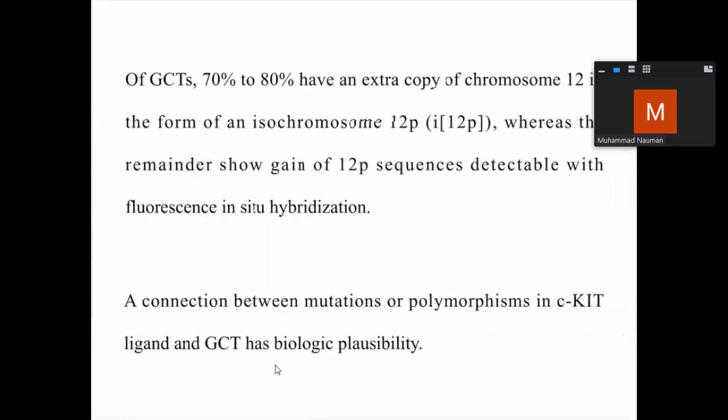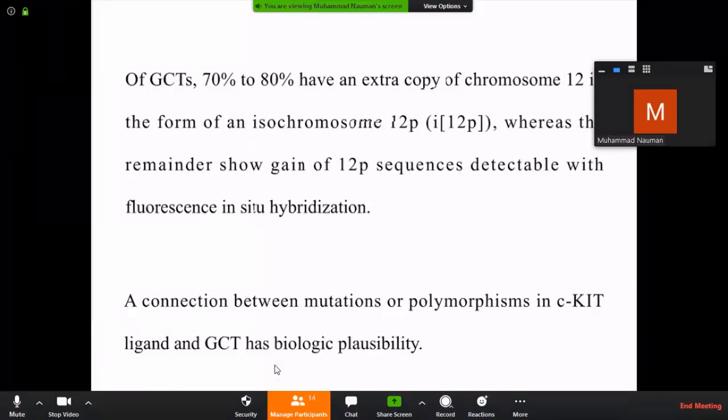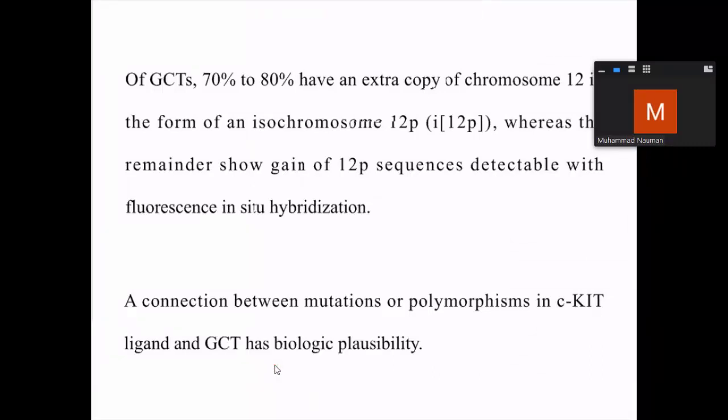Of germ cell tumors, 70 to 80% have an extra copy of chromosome 12 in the form of an isochromosome 12p, whereas the remainder shows gain of 12p sequence detectable with fluorescence in situ hybridization. There are two things: there may be an isochromosome of chromosome 12, or there may be an increase in sequencing in chromosome 12p for the production of its product, KIT ligand.